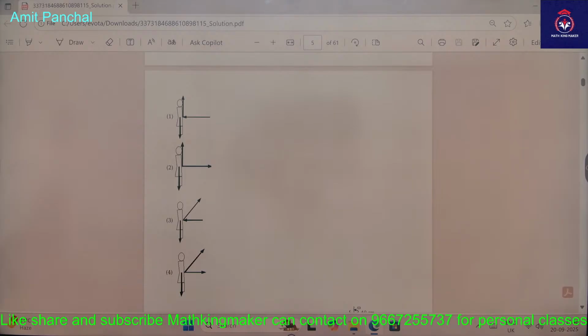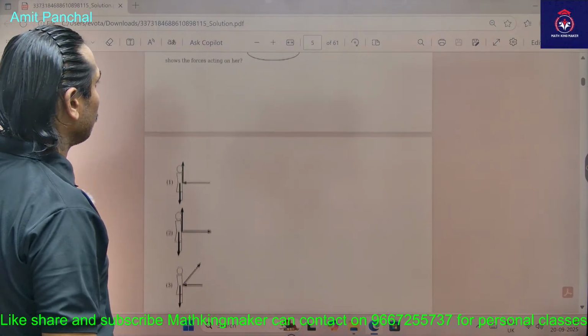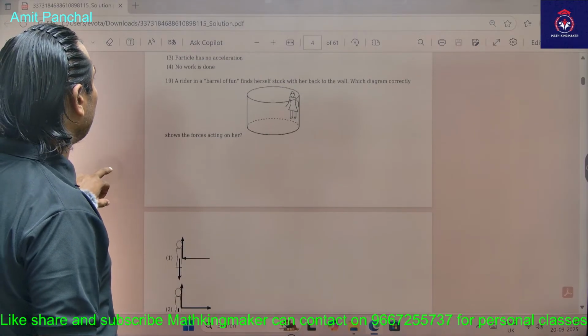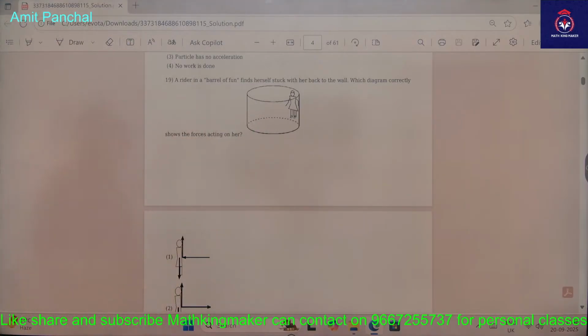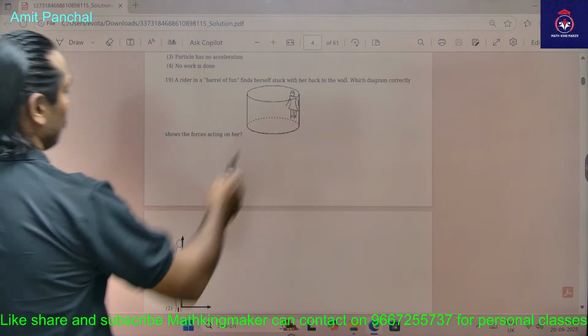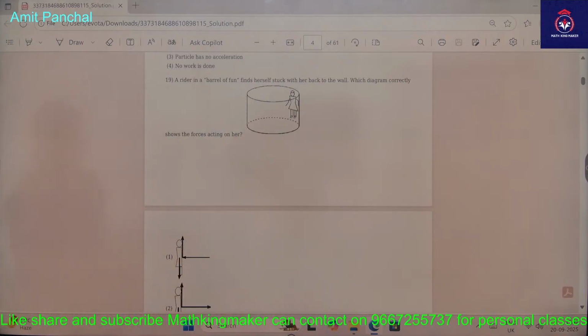No, it is right. It is right because it will be the reaction force. It is stuck to the wall. This means there is some force acting on her, which is coming like this, which is making her stick to the wall. Why is it option number 1? I don't understand. A rider in a barrel of fun finds herself stuck with her back to the wall. Which diagram correctly shows the force acting on her? He is asking you what force is acting on her.